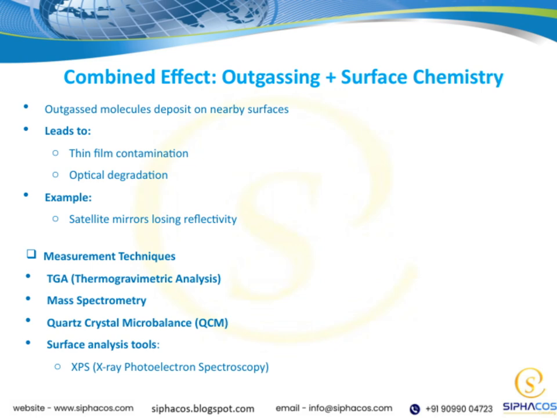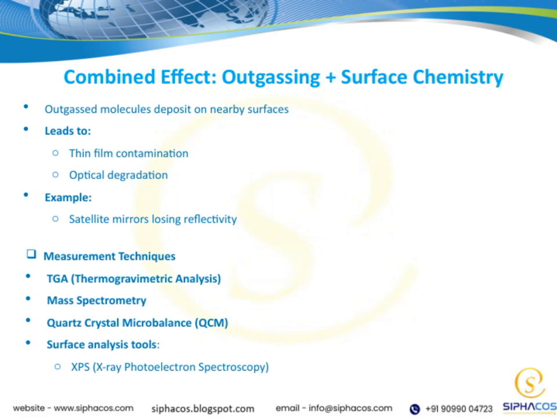We also use surface analysis tools like XPS, or X-ray photoelectron spectroscopy. XPS allows us to analyze the surface composition and chemical states of elements present, offering a detailed picture of surface chemistry. Now, when we combine these techniques, we get a clearer understanding of the combined effect of outgassing and surface chemistry. Outgassed molecules don't just disappear.